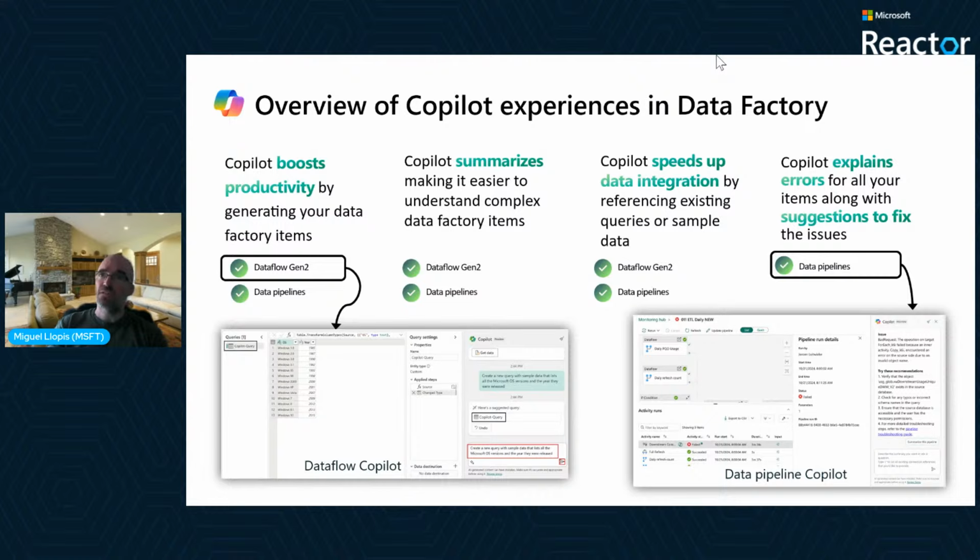What this slide provides is a quick summary of all the capabilities that we support across Dataflows Gen2 and data pipelines and the Copilot skills that are available, including things like generating new Data Factory items, such as activities in a pipeline or queries and steps within a dataflow. Being able to summarize and explain complex queries is another capability that exists today, or complex activities in a data pipeline as well. Being able to create new queries, bootstrapping them by referencing existing queries or sample data.